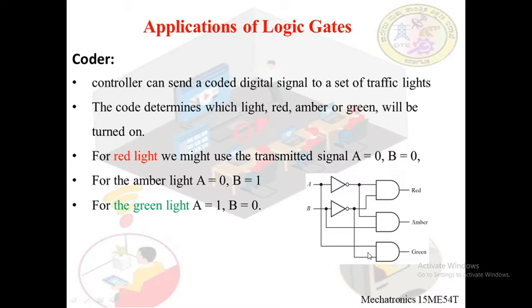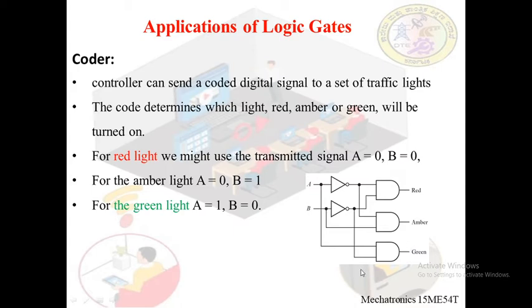So as the name itself says, a coder always changes data from one type to the other, because the microcontroller sends signals in the digital form, which has to be coded to get a particular desired output level.